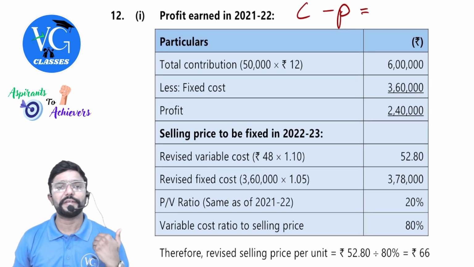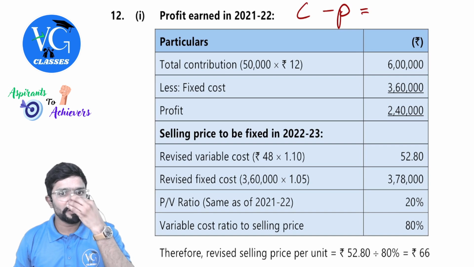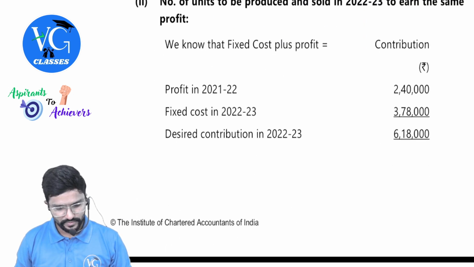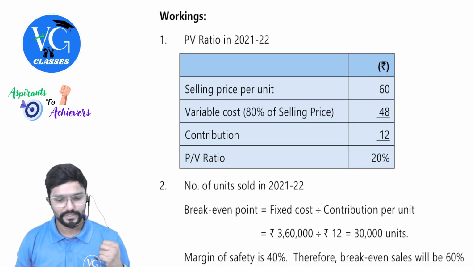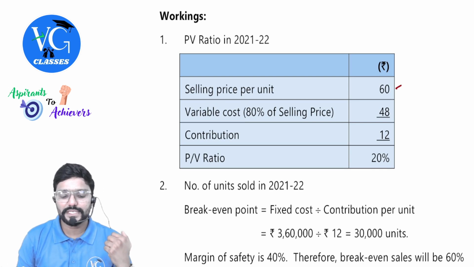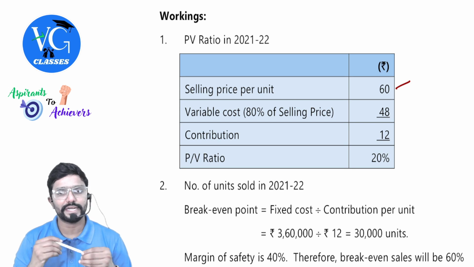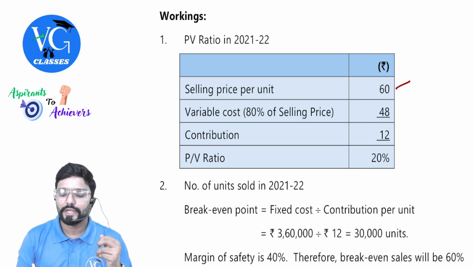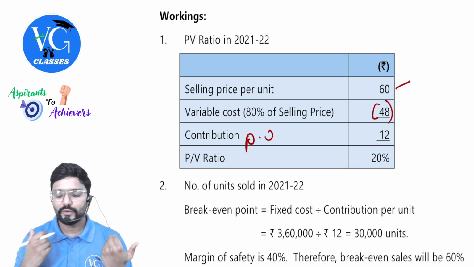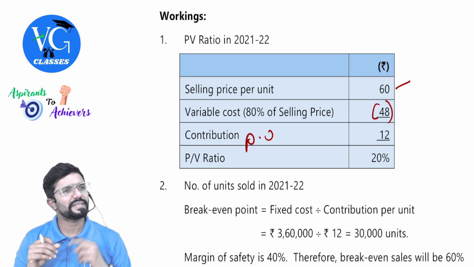Profit earned in 21-22. First they are doing that. Total contribution would be how much, guys? 50,000 into 12. Okay. First, let us do the working. Yes. Selling price is 60. Variable cost is 80% of that, guys, which comes to 48. So what is the contribution per unit? 12. PV ratio 20%. Actually, percentage is given.